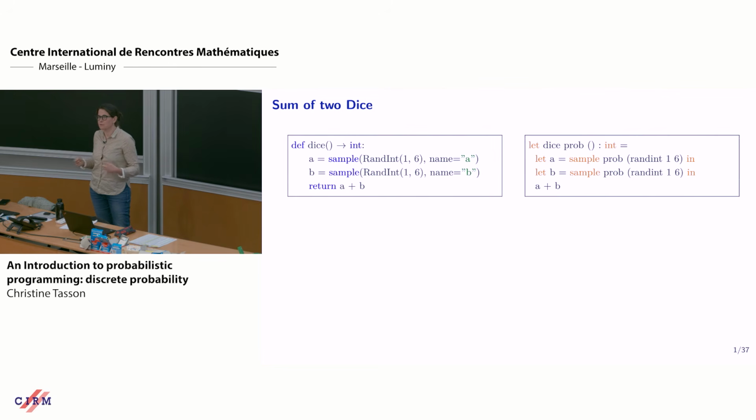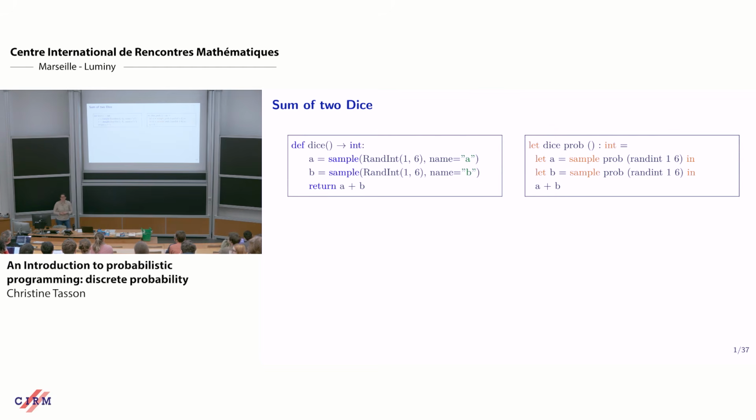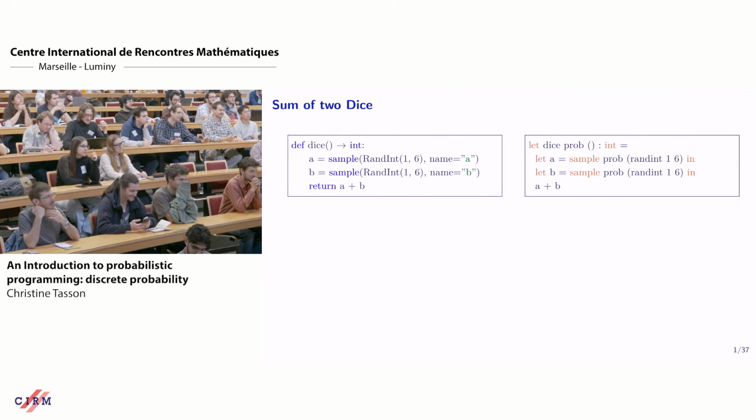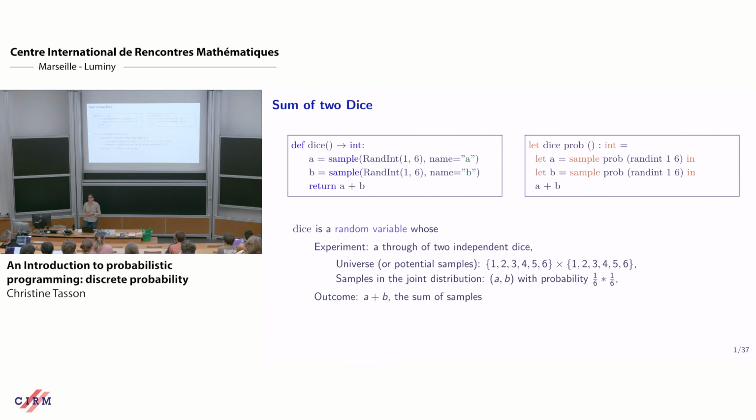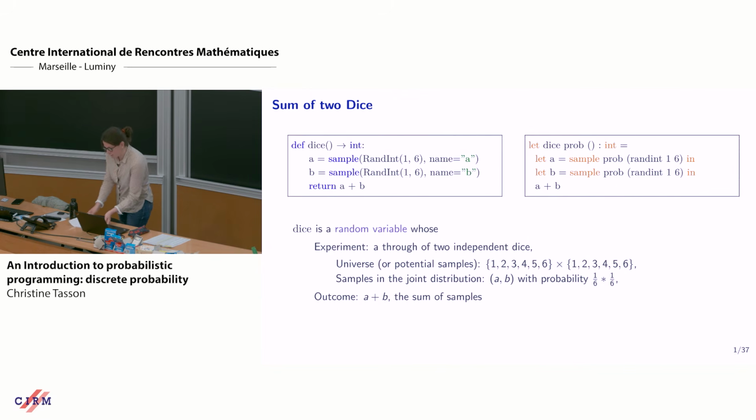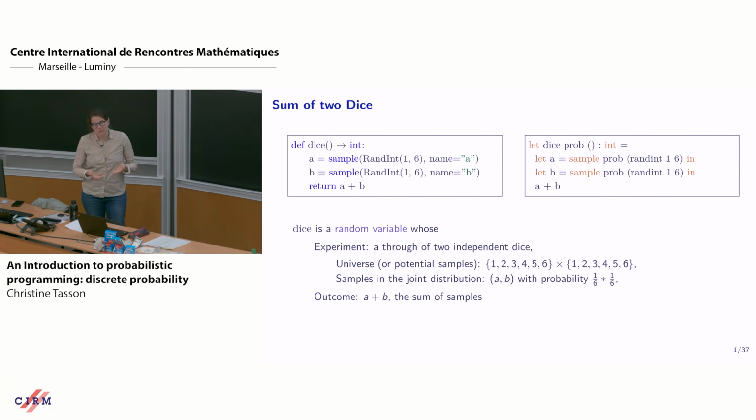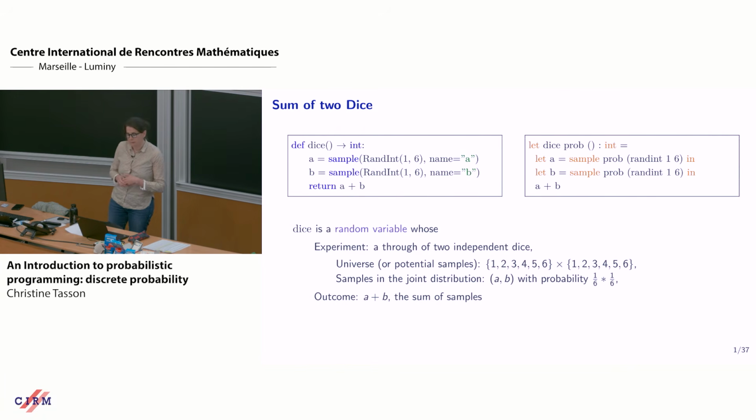It is supposed to be interactive. If I run this program, exactly, I will simulate a random variable which throws two dice and computes the sum of the outcomes. To describe this random variable, I need to describe the experiment which I simulate. The experiment here is the throw of two independent dice.